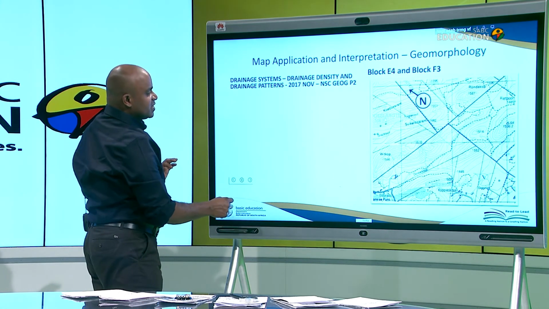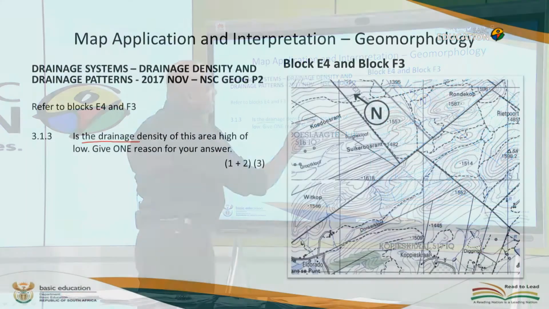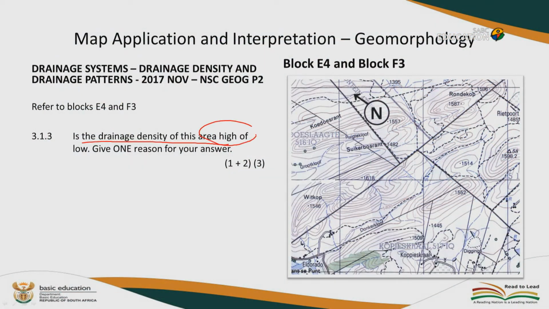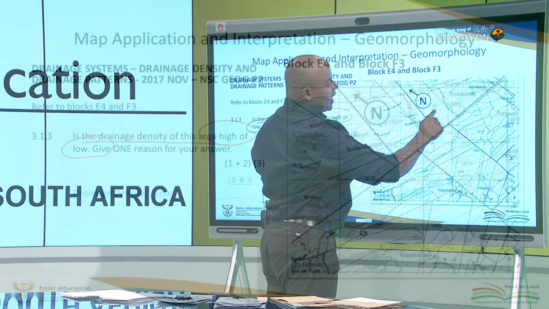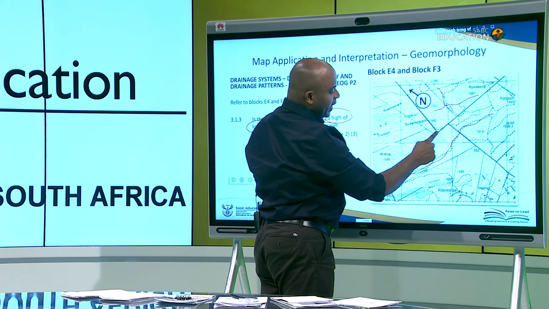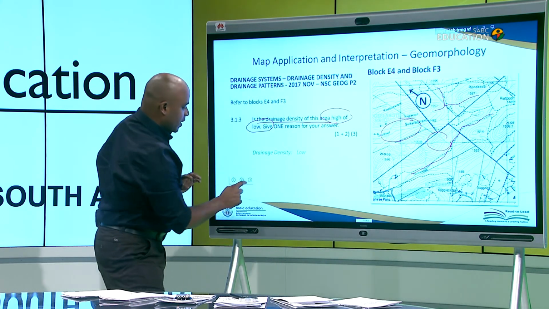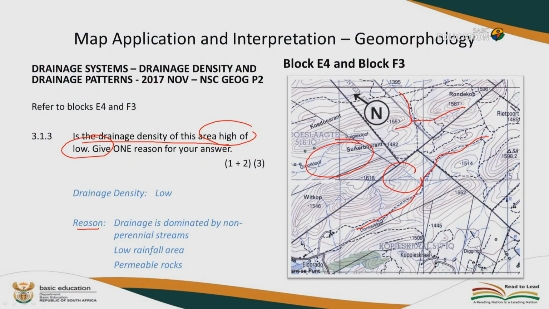Again, in 2017, drainage density as well as drainage patterns. Is the drainage density of the area high or low? Give a reason for your answer. In this particular example, you will note that the drainage density is very low. Why? There are many non-perennial streams in this map. So the reason the drainage density is low is that the area is dominated by non-perennial streams, low rainfall, as well as permeable rocks.